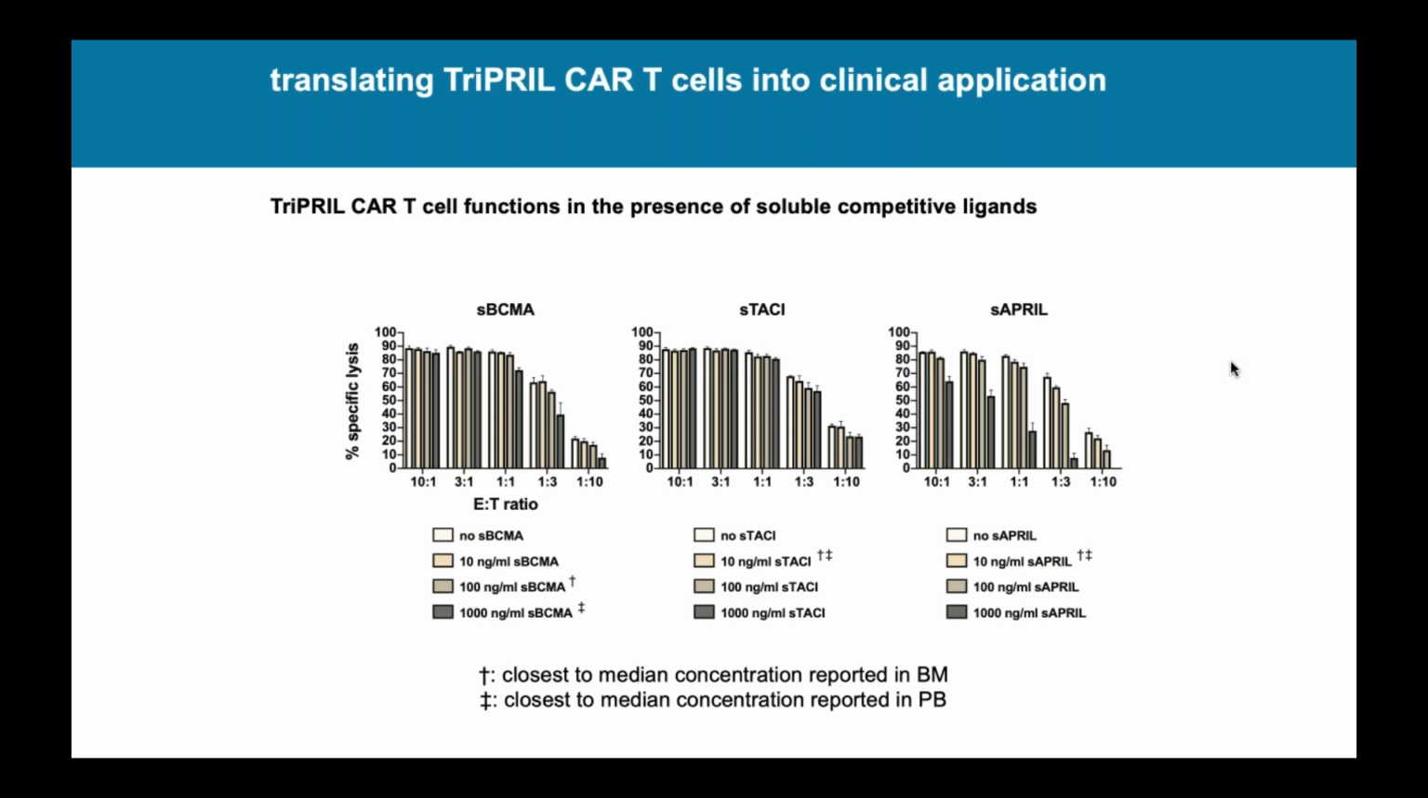It is important to point out that the concentrations that we used in this experiment for soluble TACI and soluble APRIL by far exceed the concentrations that have been reported in multiple myeloma patients. However, the highest concentration of soluble BCMA that we used is similar to concentrations that have been reported in the blood of patients with advanced multiple myeloma. So these data indicate that binding of soluble BCMA to TRIPRIL may inhibit its activity at low effector to target ratios, but this may potentially be overcome with either higher doses of TRIPRIL CAR T or by aiming at reducing the concentration of soluble BCMA with other therapies.